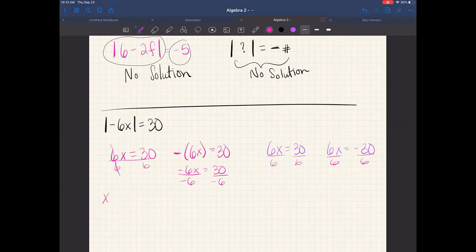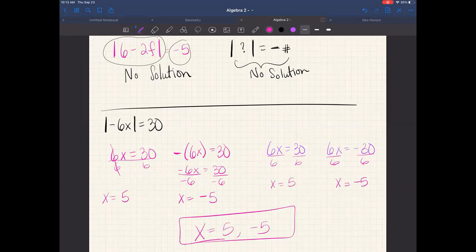X equals, what 30 divided by 6 is? 5. 30 divided by -6 is just going to be a -5. And then again, 30 divided by 6, 5. -30 divided by 6 is also -5. So my final answer, x equals 5 and -5. Yes?